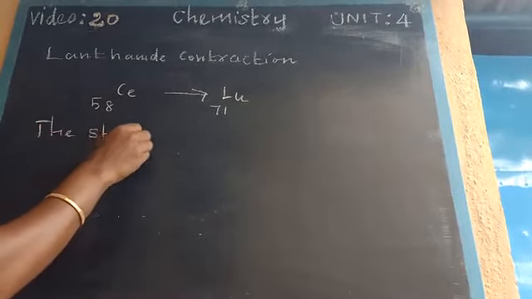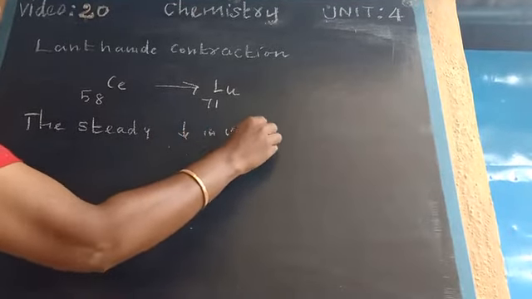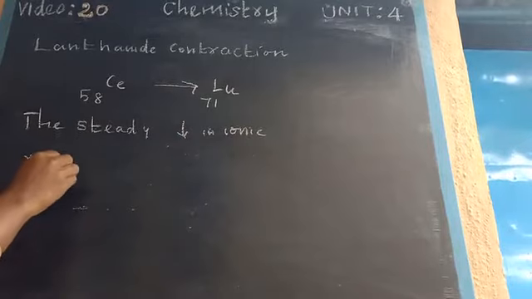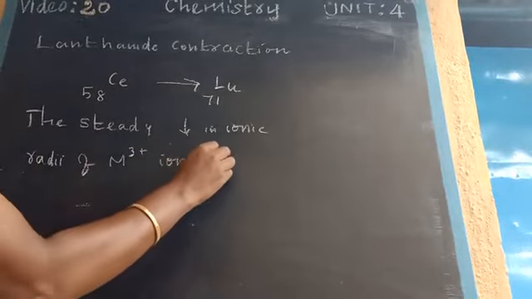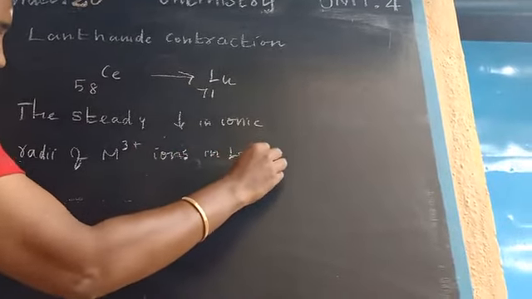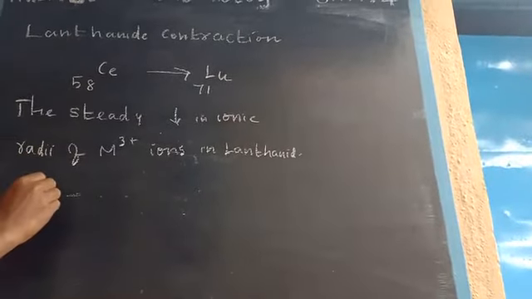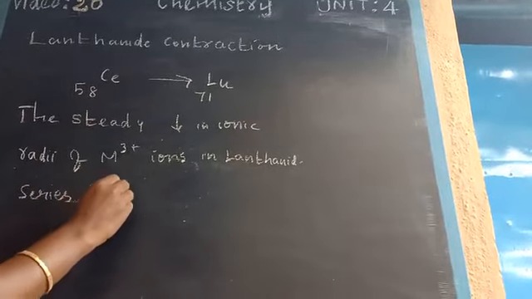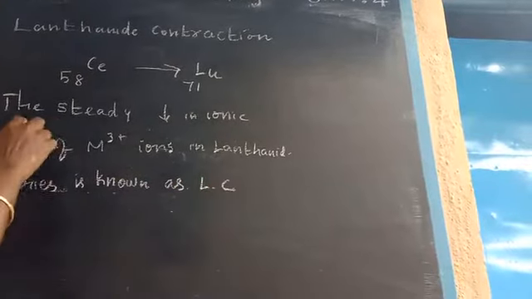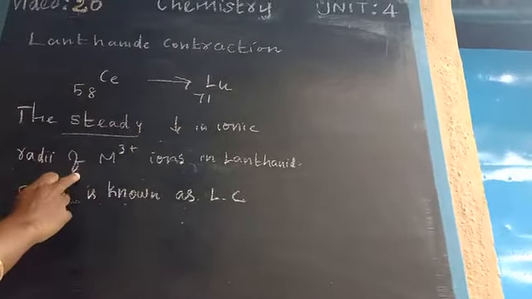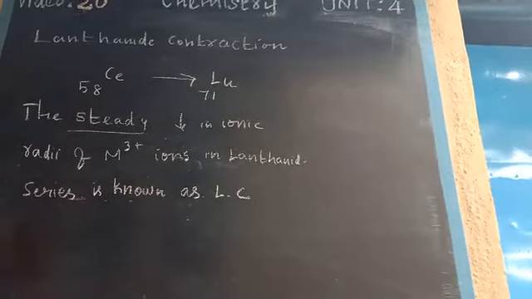The steady decrease in ionic radii of M3+ ions in the lanthanide series is known as lanthanide contraction. So the steady decrease in ionic radii of M3+ ion in the lanthanide series is known as lanthanide contraction.